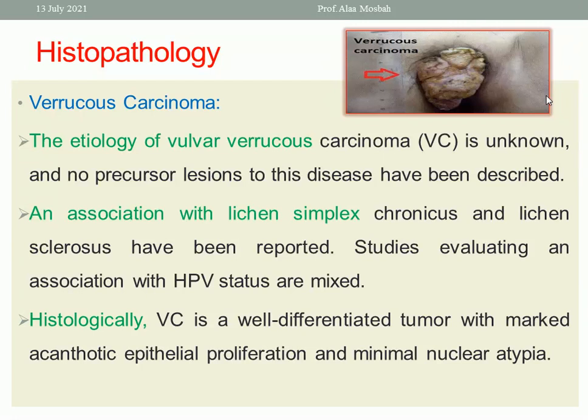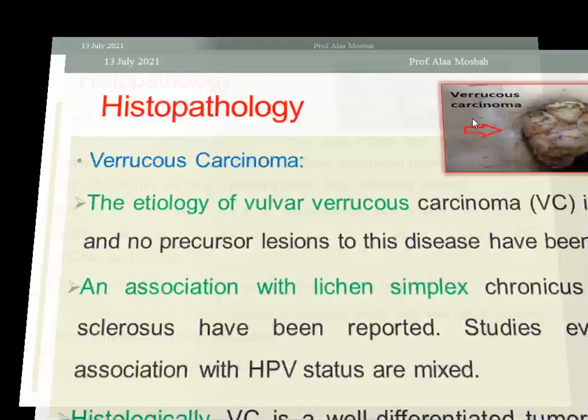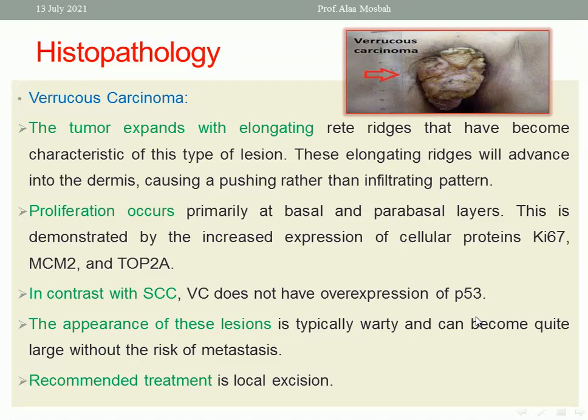As you see in the picture, it can reach a big size and take the appearance of a cauliflower mass. The tumor expands with elongating rete ridges that have become characteristic of this type of lesion. These elongating ridges will advance into the dermis, causing a pushing rather than infiltrating pattern. Proliferation occurs primarily at the basal and the parabasal layer.